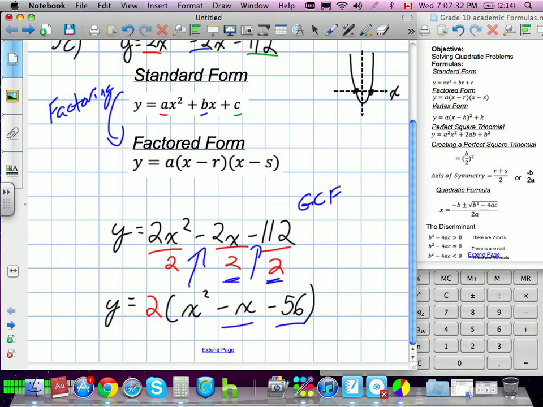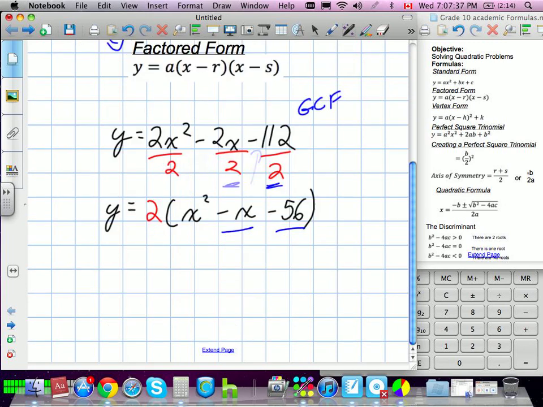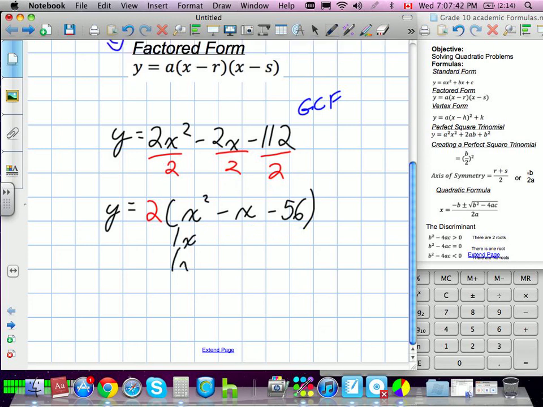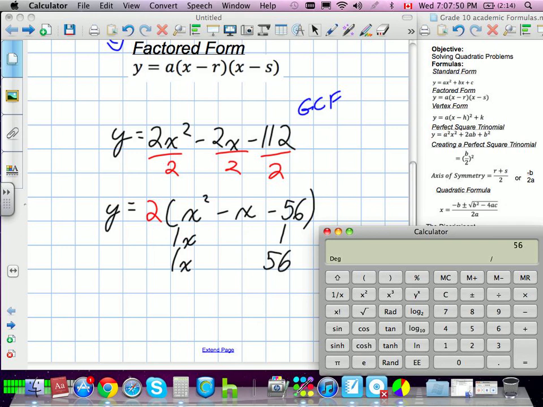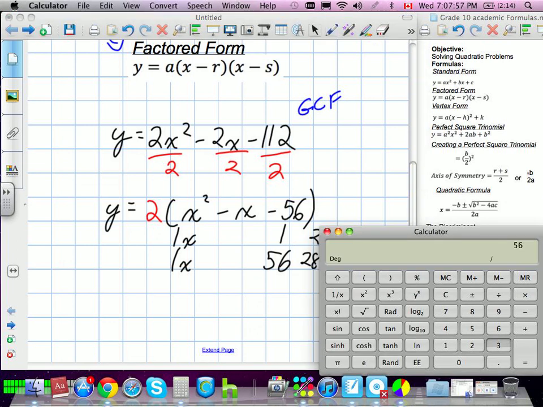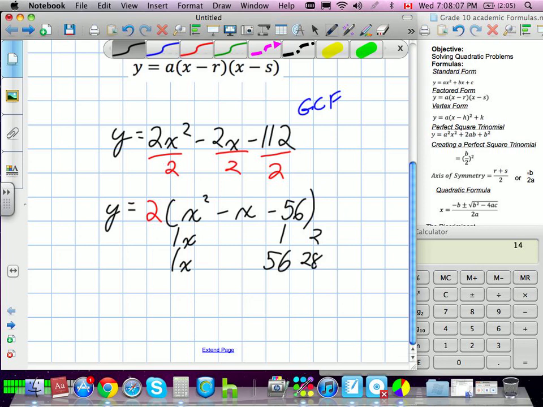Okay, so we have our common factor now, and our goal is to factor this. So again, find the factors of the first term, which is just going to be 1x and 1x, and factors of 56. Well, we have 1 and 56, and we might have to use our calculator. So 56 divided by 2, okay, that works. 2 and 28. Let's see if 3 goes in. Nope. 4. Divide by 4, 14. Okay, so we're coming down. 4 and 14. 5 won't go in. 6 doesn't go in because I know my factor is not a 6.